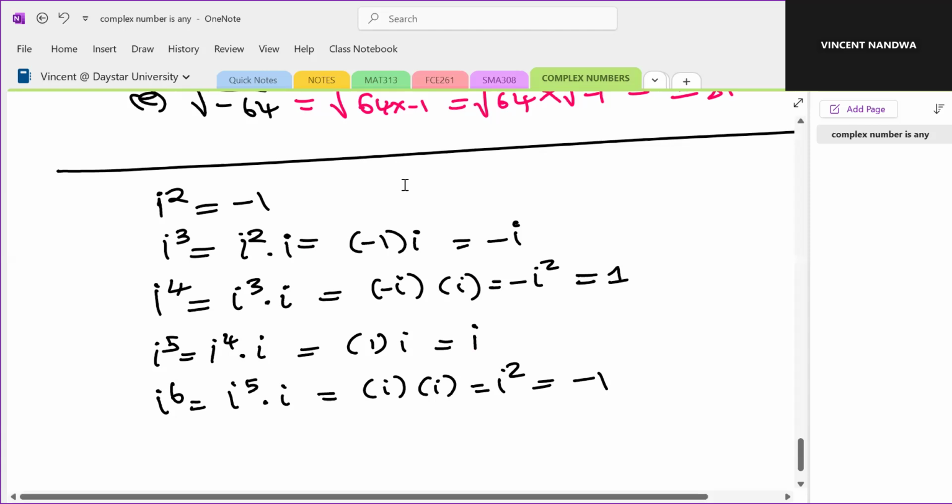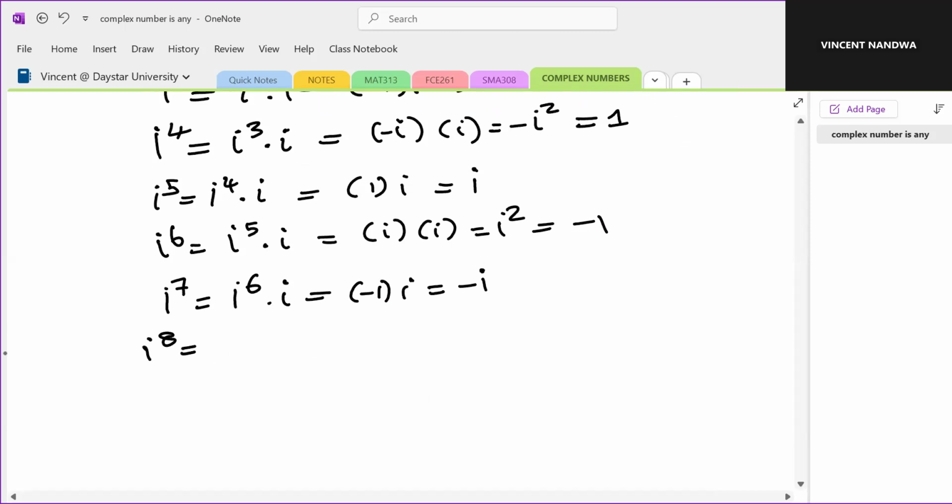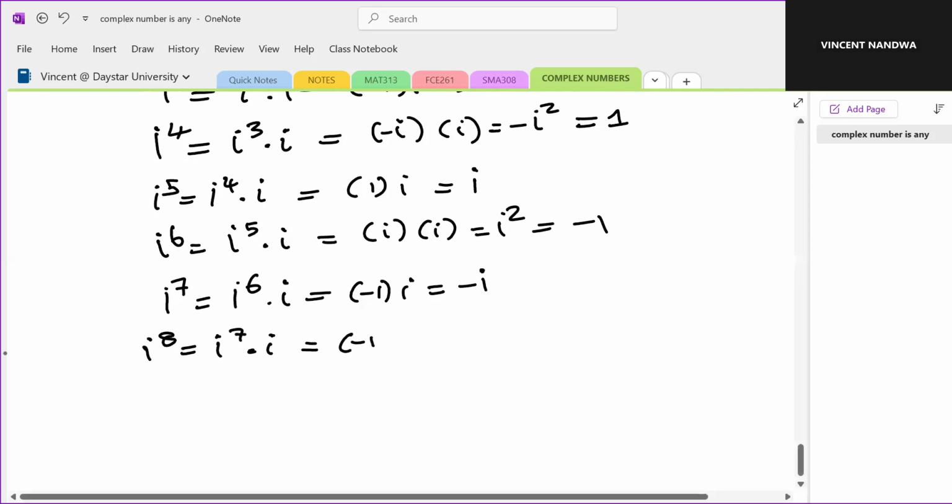Then let's define i power 7. i power 7 is the same as i power 6 times i. And from the previous working, i power 6 is -1. Then I multiply by i. So this will give me -i. Then i power 8 is the same as i power 7 times i. And i power 7 is -i. I multiply by i. So this gives me -i squared. But -i squared is the same as -1 times -1, which is +1. So the value of i power 8 is 1.